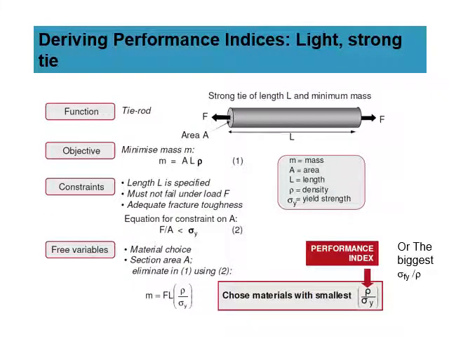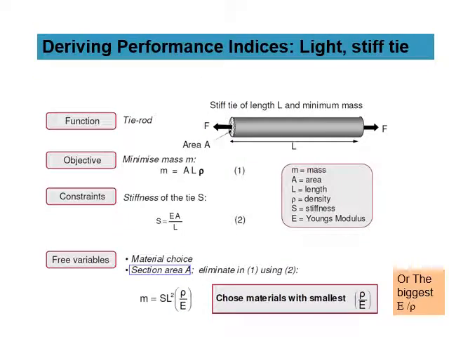So finally, this is the performance index. Okay, simple. Now, to derive the performance indices in case for a lightweight, stiff tie. So the function is tie rod. The objective is to minimize mass, but the constraint is stiffness. So stiffness you need to relate with the modulus of elasticity or Young modulus.